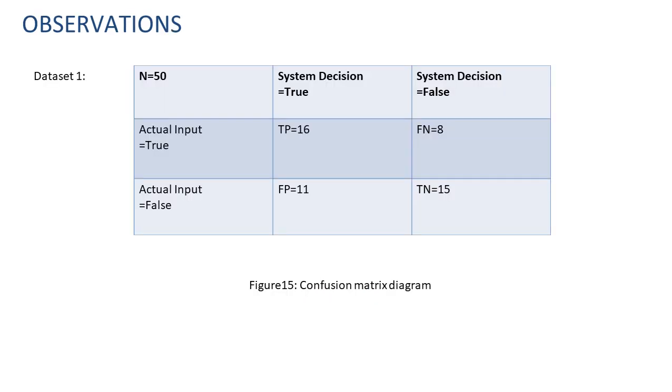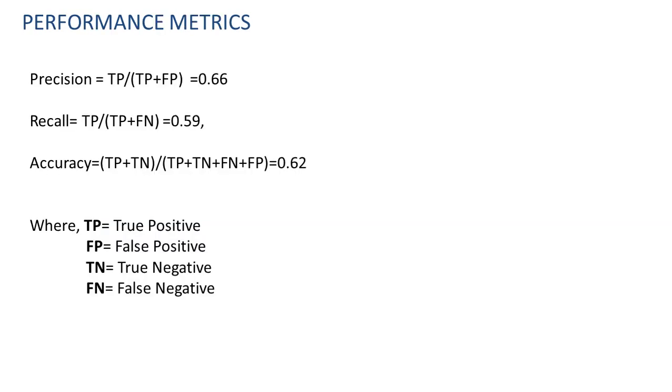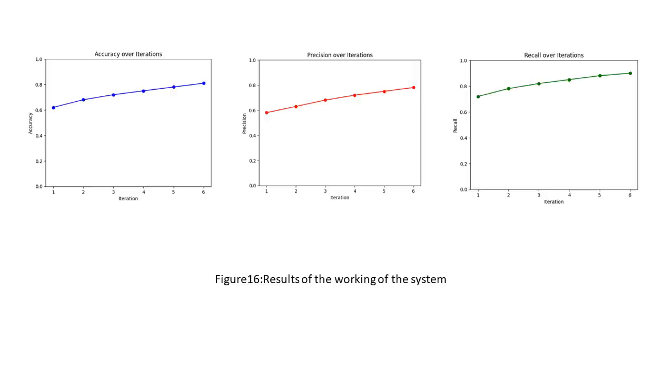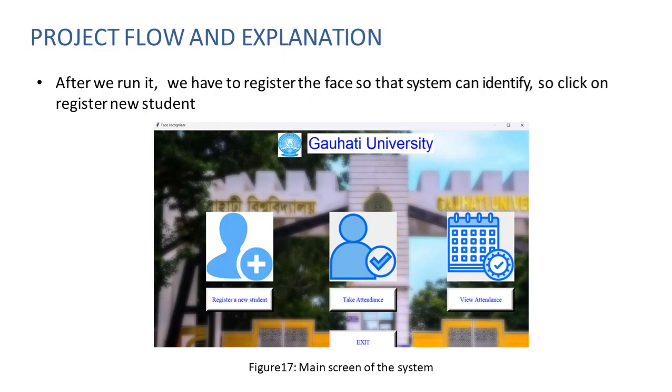So these are the observations. This is the confusion matrix of our intruder detection system. Here we found the precision to be 0.66, recall value to be 0.59, and accuracy to be 0.6. These are the graphs of the different parameters of our intruder detection.